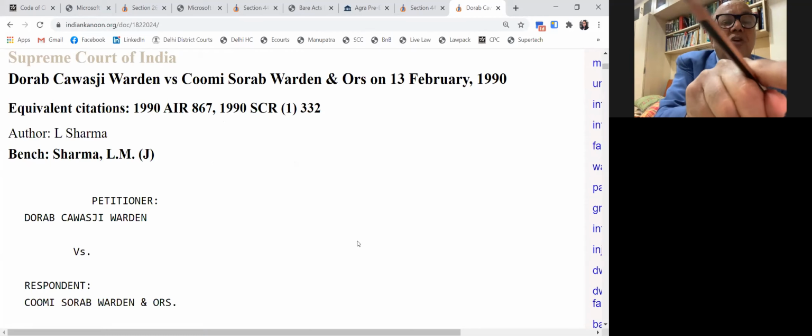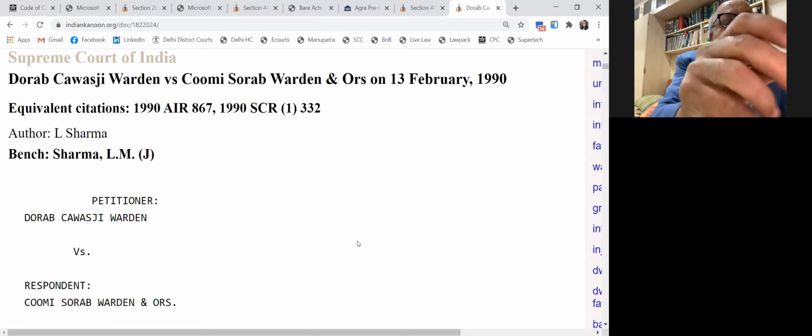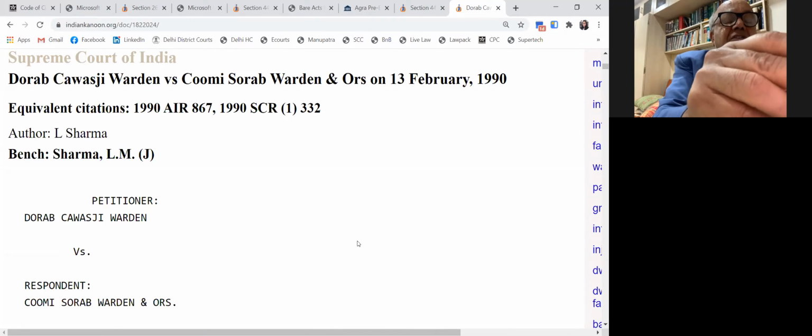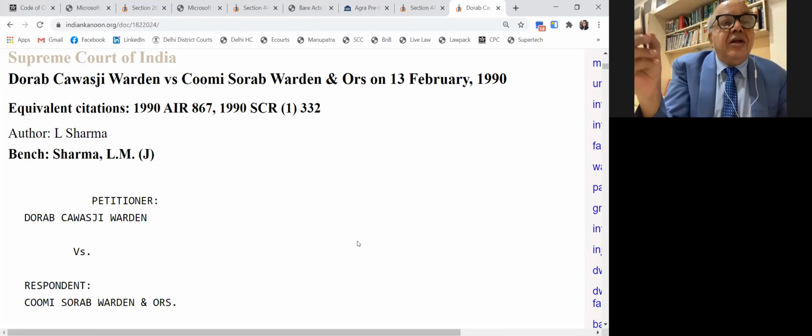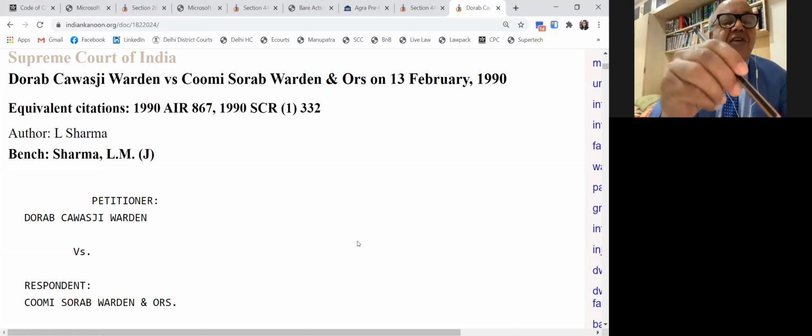These are two cousins, Dorab and Kumi. They sold a bungalow at Carter Road, which has now been sold to Sachin Tendulkar. Prior to Sachin Tendulkar buying this property, one of the brothers had sold his share to Raheja Builders, which was objected to by the plaintiff. He filed a suit: you cannot sell it to Raheja Builders, who is an outsider. I am in joint possession. It's a joint family property.